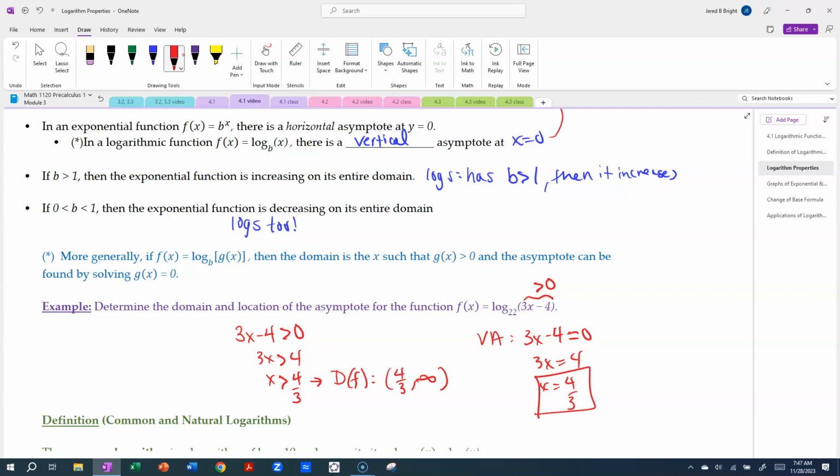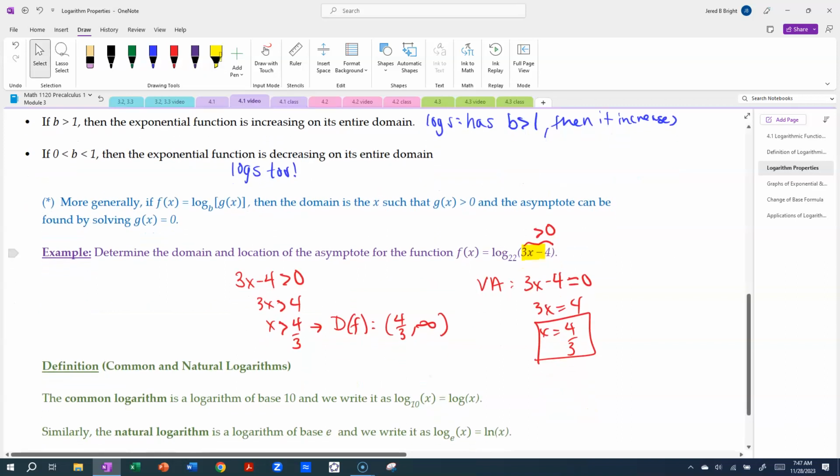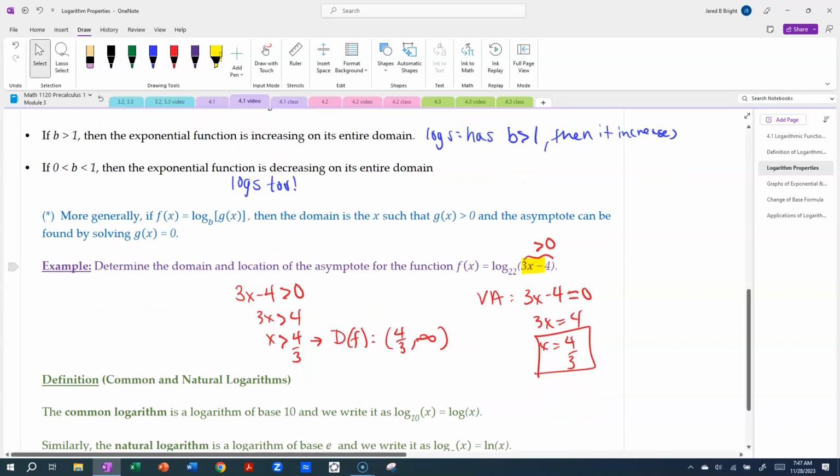So if you want to find the domain, take whatever you have inside the logarithm, set that greater than 0, solve. Boom, done, you have your domain. The range is always going to be all real numbers, okay? And that's just an artifact of you having a logarithmic function, kind of like how the exponential function domain was always all real numbers.